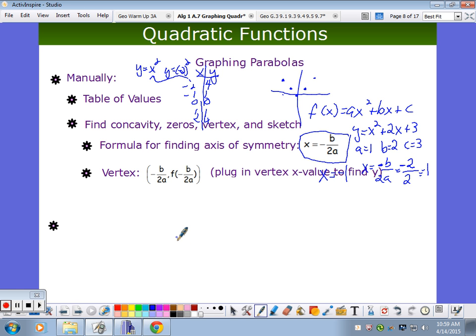And then how do you find a vertex? Is this confusing to anybody? Can anybody interpret what this is saying? Because it looks like, what? What does that mean, Claire?